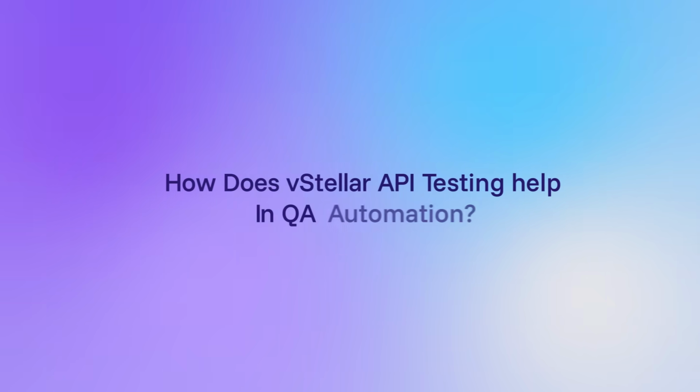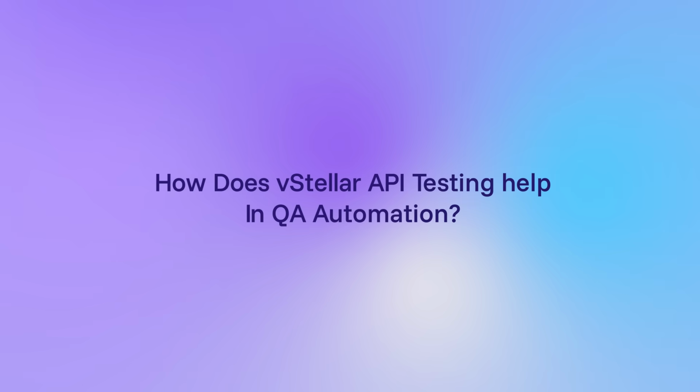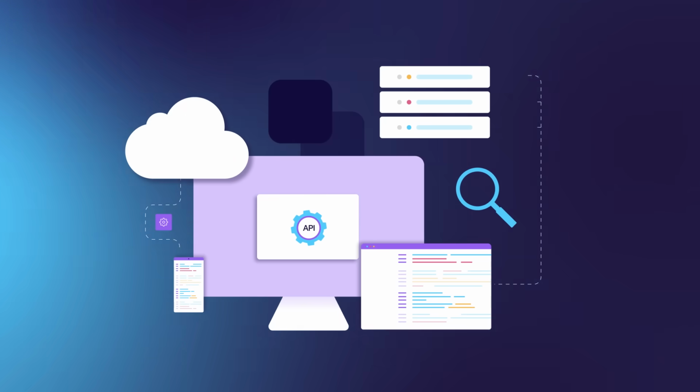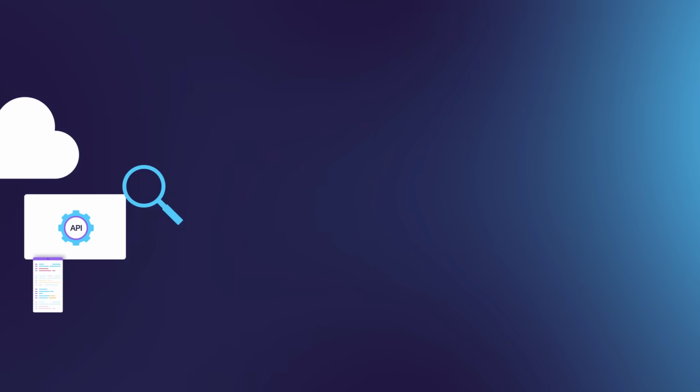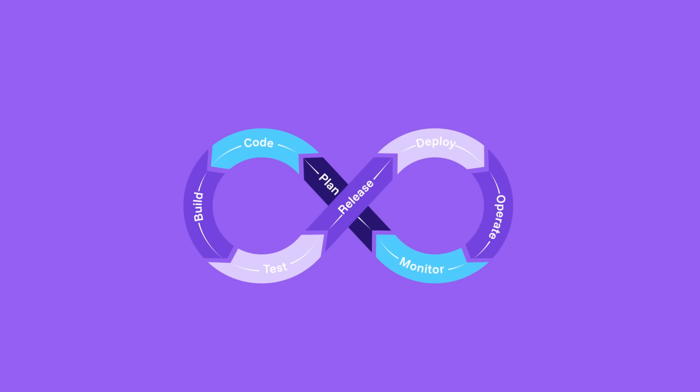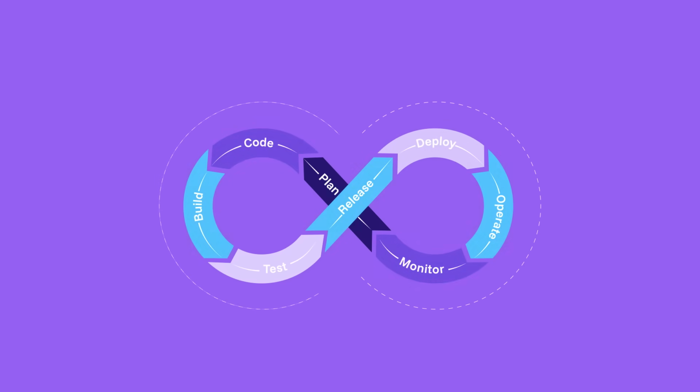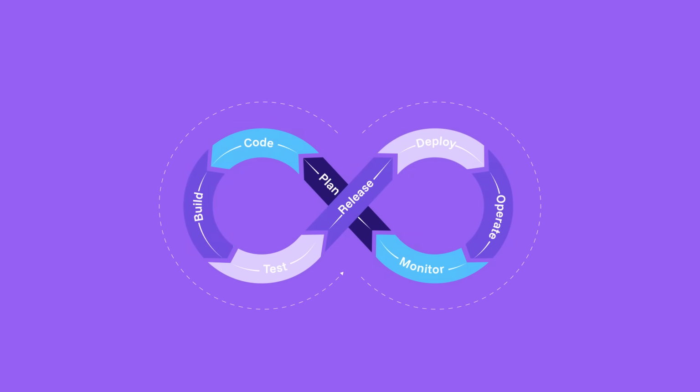How does vStellar API testing help in QA automation? vStellar automates repetitive API tests, ensuring consistency across various endpoints and services. By integrating with your CI/CD pipelines, it accelerates development, reduces manual intervention, and catches issues before they impact the user.